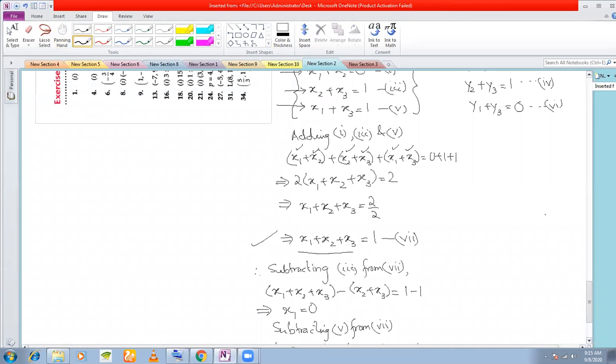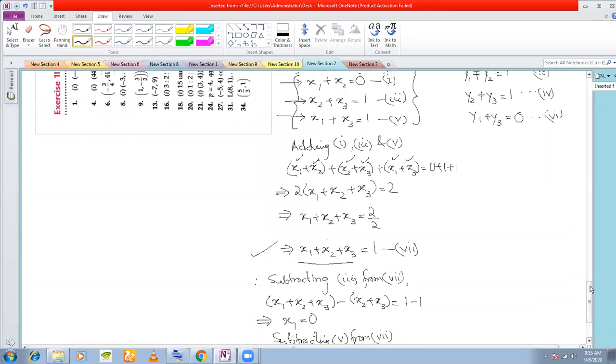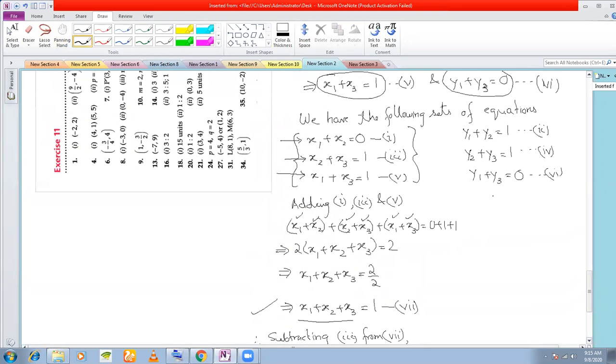Now exactly similarly we are going to solve for the y coordinates also. So what you do is adding 2, 4 and 6. What do you get? Twice y1 plus y2 plus y3 is equal to 2. Means y1 plus y2 plus y3 is equal to 1. Let us call this equation 8.